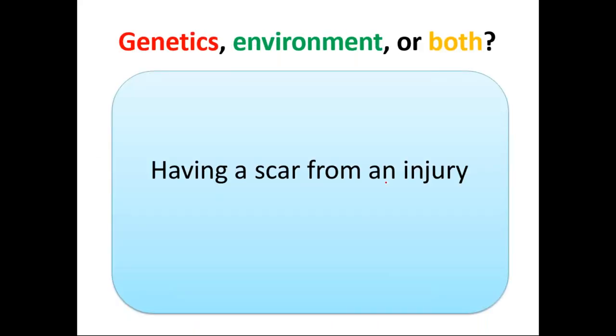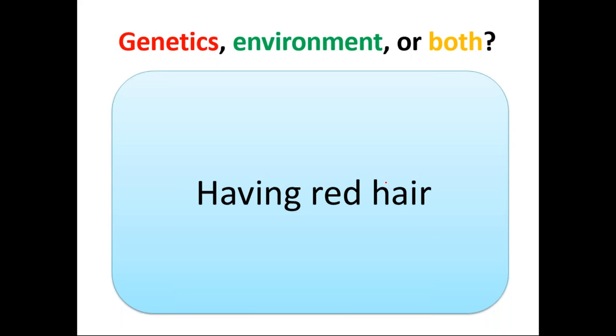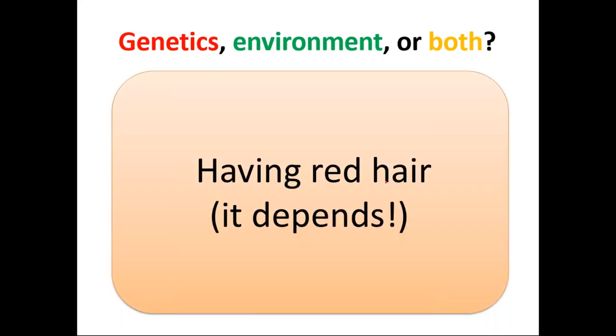Okay, let's go. And here also we have some examples. Having a scar from an injury. Of course, this is environment, because during your life, you can get this injury. So this is an environmental factor. Having red hair: genetics, environment, or both. Okay, it depends. How? Let's say your parents have red hair. So probably this information will transfer to offspring. But also, originally you have black hair, but you can put a dye on your hair and change the color of your hair.